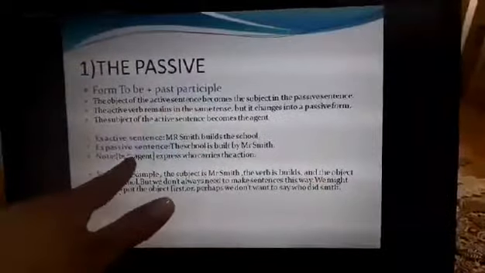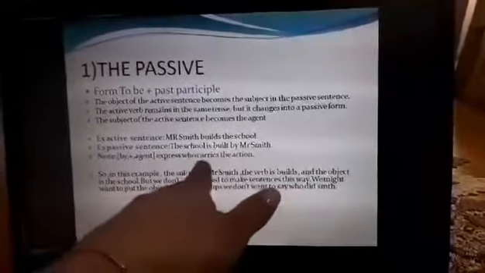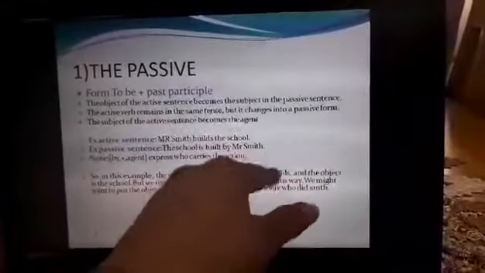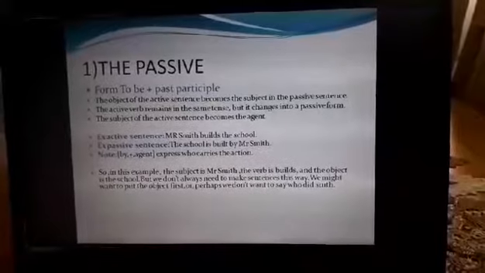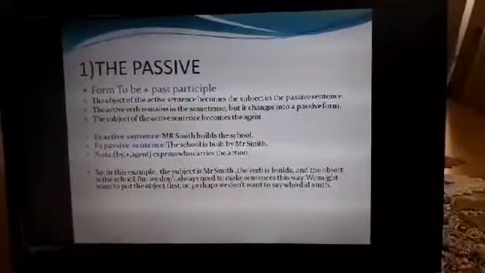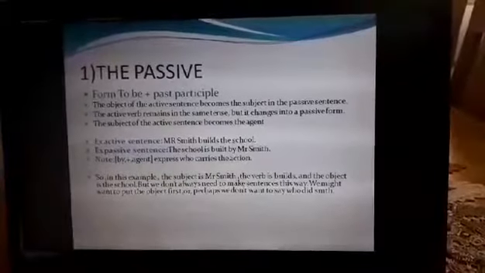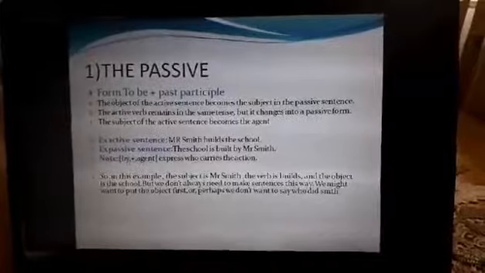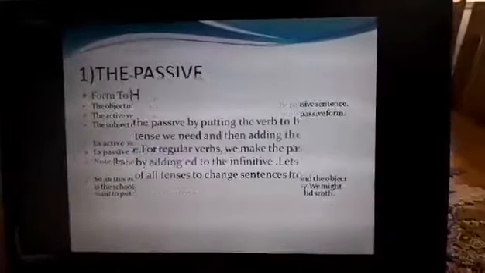Note, by plus agent, for example, by Mr. Smith, expresses who carries the action, who built the school, so Mr. Smith. Students, in this example, the subject is Mr. Smith, the verb is built, and the object is the school. But we don't always need to make a sentence this way. We might want to put the object first, or perhaps we don't want to say who did something.